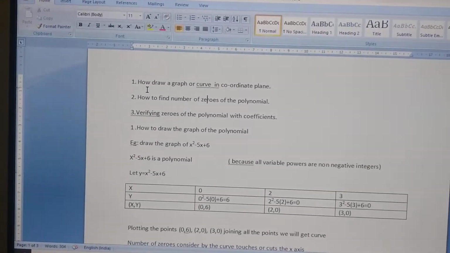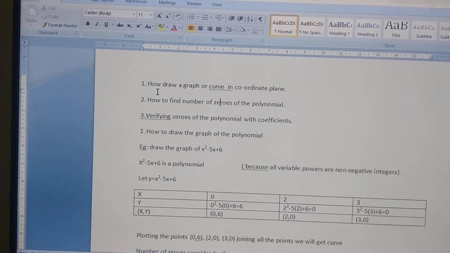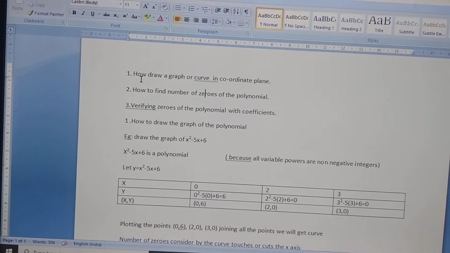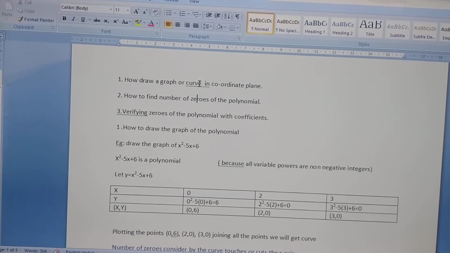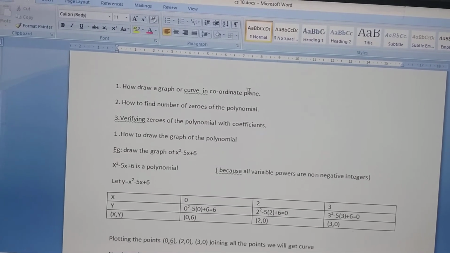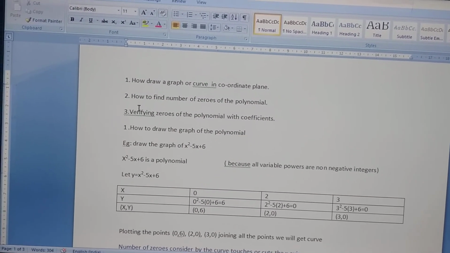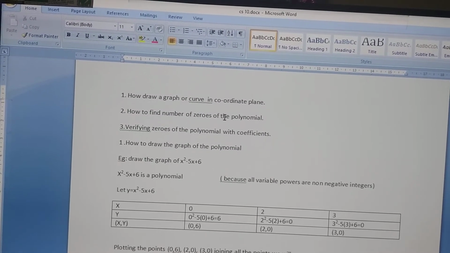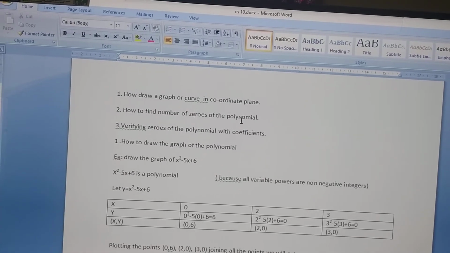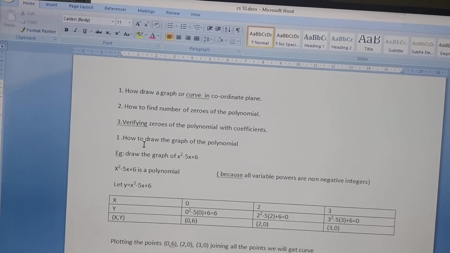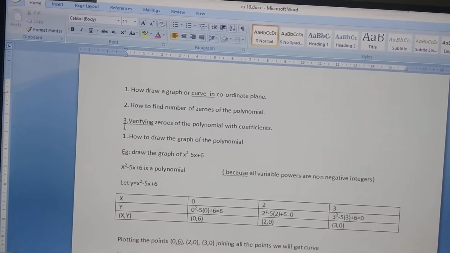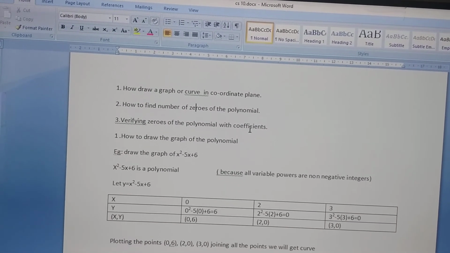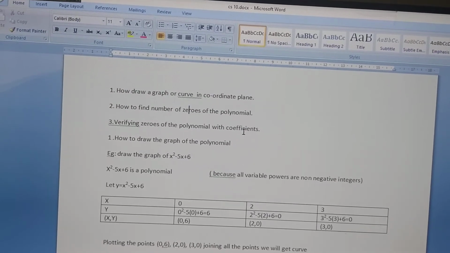Very good morning, students. Today we are going to learn about 3 points. One is how to draw a graph or curve in the coordinate plane. Second point, how to find the number of zeros if the graph of the polynomial is given. Third point, verifying zeros or solutions of the polynomial with the polynomial coefficients.